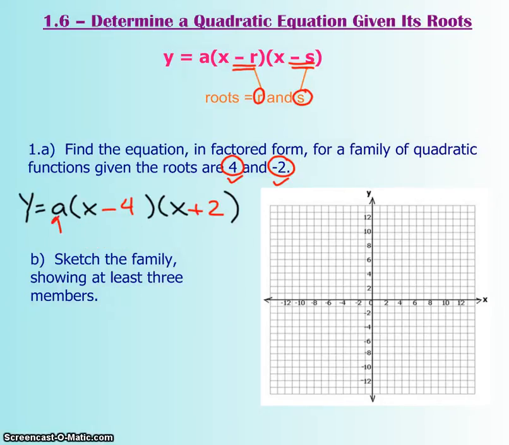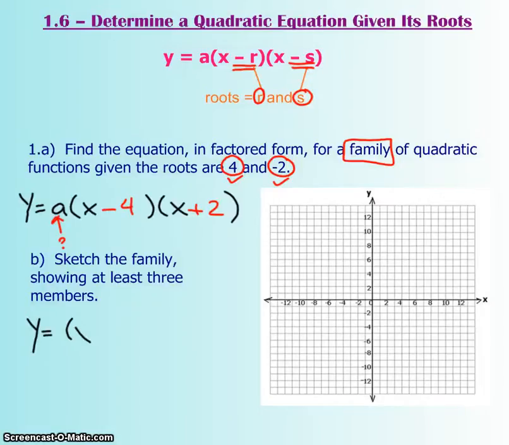Now we don't know what a is, and since we don't know what a is, we're going to get a family of quadratic functions. What we mean by that is, if a was 1, you get a very normal looking parabola, versus say if a was 2, you would have maybe a stretched out parabola. So what we're going to do in B is we're going to sketch a family of 3 members, and we're going to change up the a value each time. So let me show you how to do that.